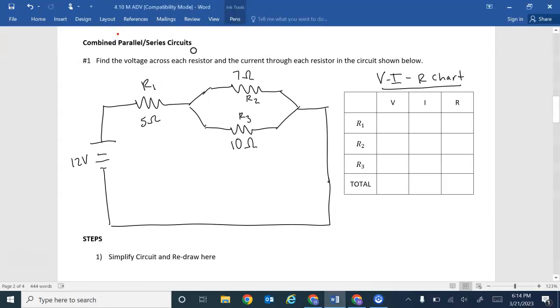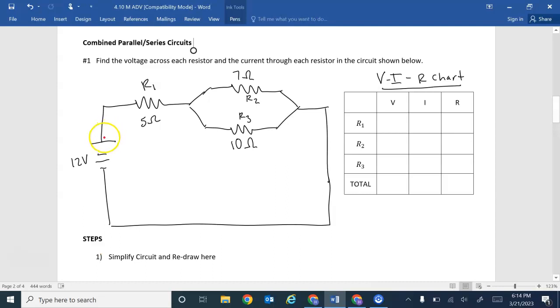Okay, so today we're going to talk about how to find the voltage drop and current through each resistor in a circuit that is not just series or just parallel, but has components of both. First, I have some steps that we're going to go through together. Step number one, we're going to simplify the circuit and redraw it.